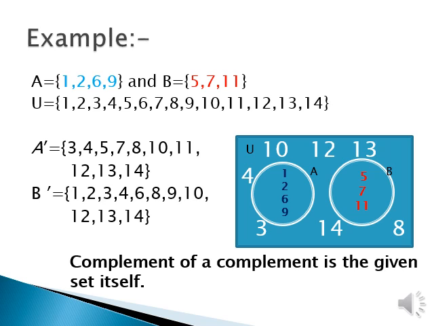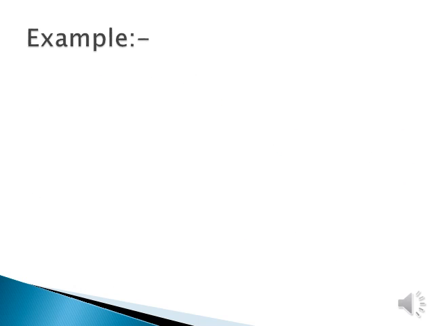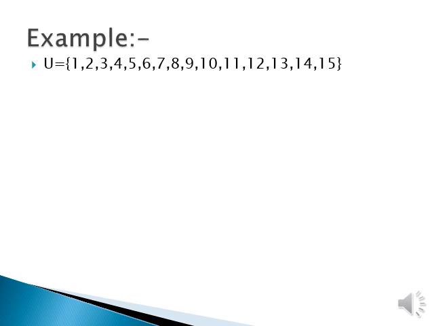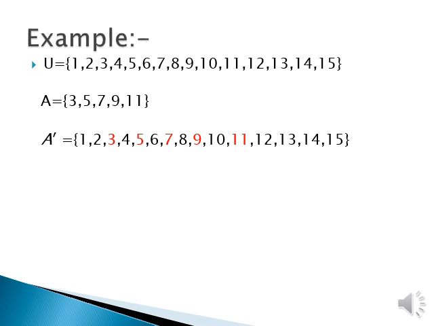One important note: the complement of a complement is the given set itself. Confused? Don't be. We'll see one example to make it clearer. Example: U is a set of numbers 1, 2, 3, 4, 5, 6 and so on till 15. A is the set of elements 3, 5, 7, 9, 11. Now we have to write A complement. A complement means the elements which are present in the universal set but not in set A. We'll see here A complement.